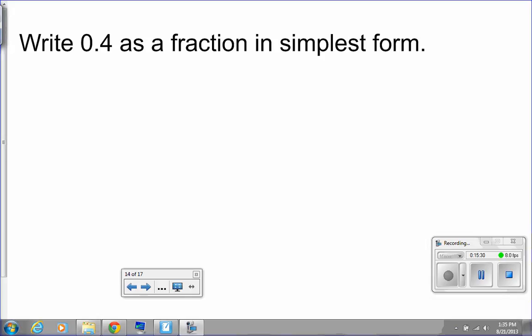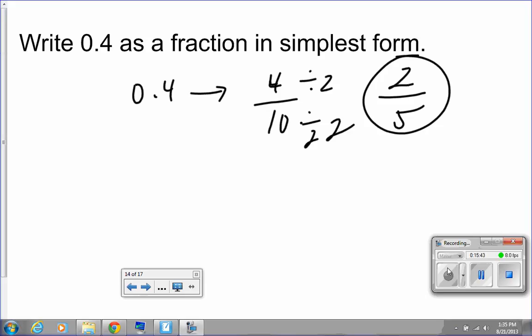Try one more example, right? 0.4 as a fraction in simplest form. Again, hit pause and then hit play when you're ready to continue. 0.4, written as a fraction in simplest form, is 2/5. 0.4 is 4 over 10. Divide the top by 2 to get 2, divide the bottom by 2 to get 5, so you have 2/5.